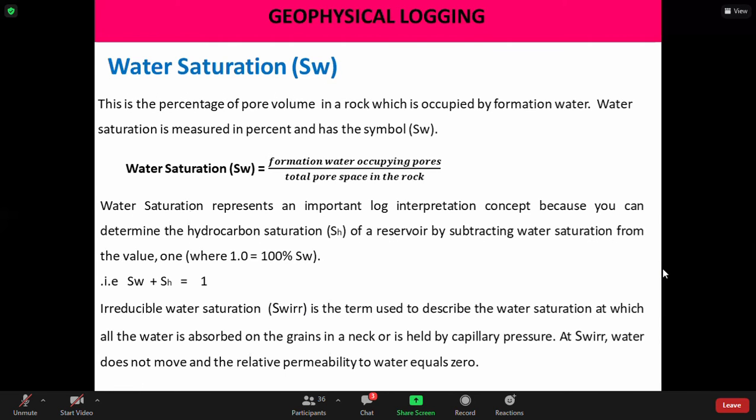I will also have what is known as irreducible water saturation. That is, even if we are exploring for water or for hydrocarbon, not all of it will be producible. Some of it will be held to the grains due to the capillary pressure. It will not let go. Just like the cohesive force and the adhesive force. The cohesive force is the force that binds together materials of the same nature, but adhesive has to do with different materials. Do you get it now? It will be held together and will not let go. That is irreducible water saturation.